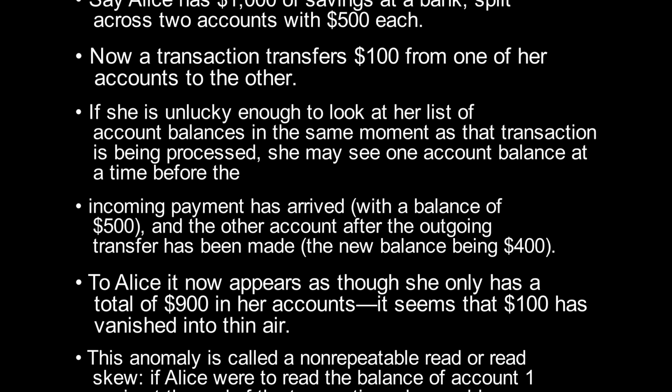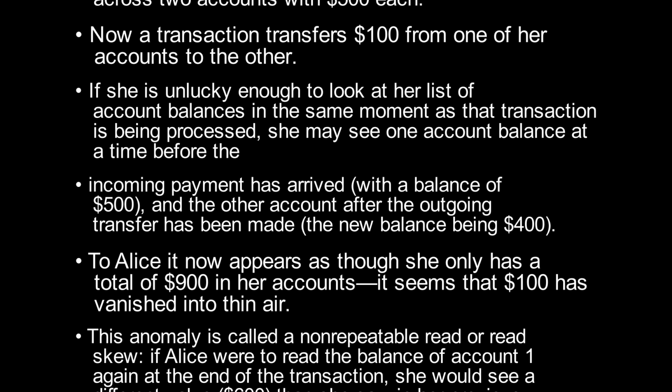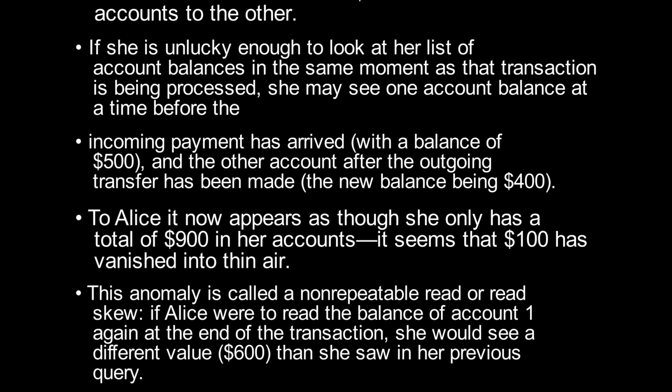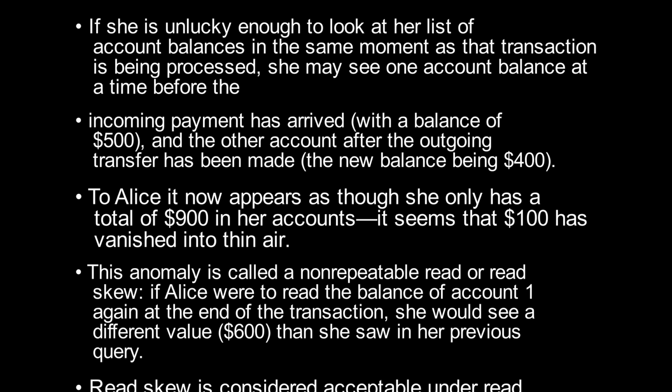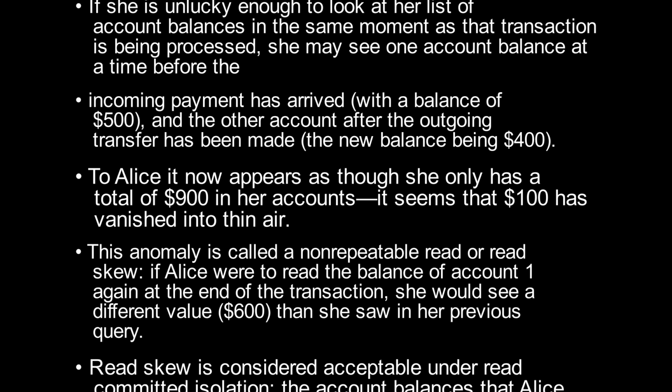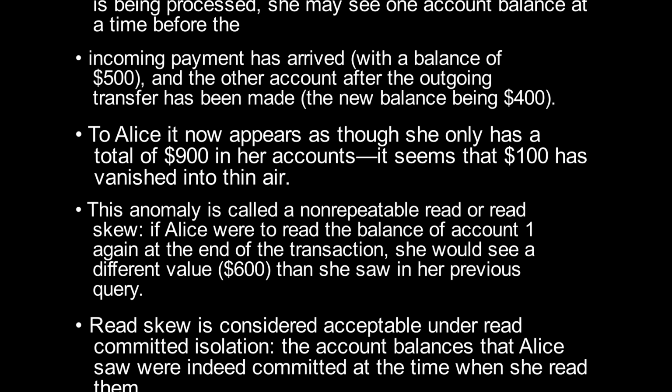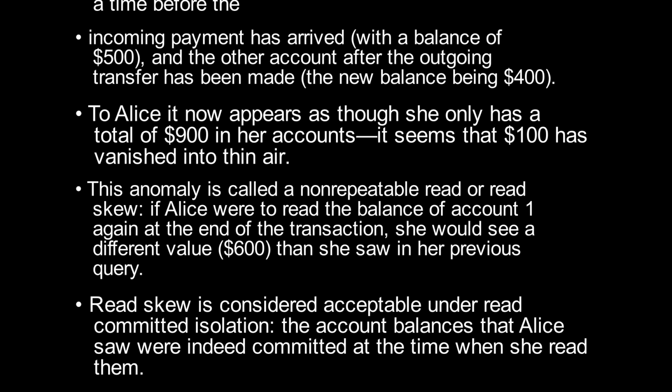To Alice it now appears as though she only has a total of $900 in her accounts. It seems that $100 has vanished into thin air. This anomaly is called a non-repeatable read or read skew. If Alice were to read the balance of account 1 again at the end of the transaction, she would see a different value, $600, than she saw in her previous query.